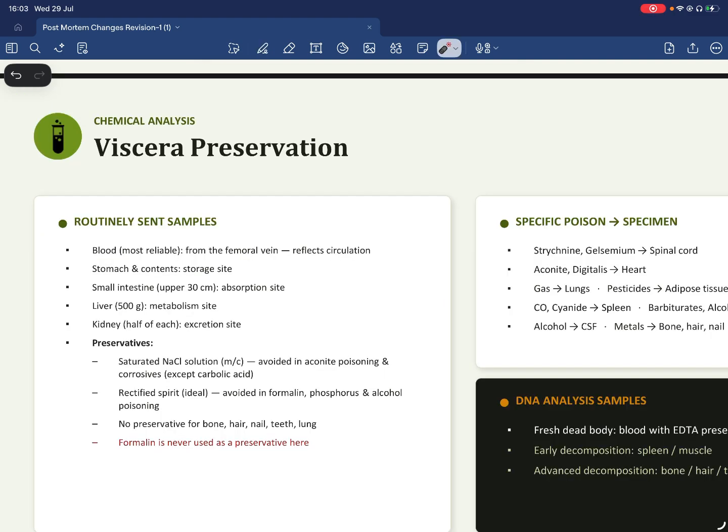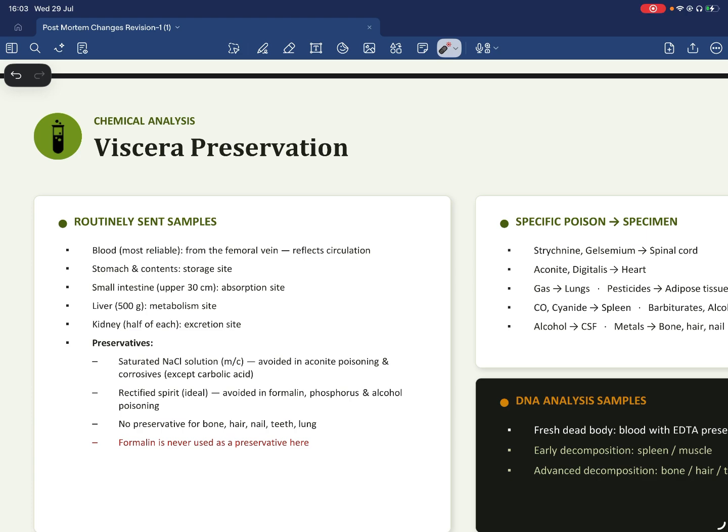Preservation. Blood is the most reliable sample preserved. It is collected from the femoral vein. The stomach and its contents are ligated and preserved. The small intestine, proximal 30 centimeters, is preserved. 500 grams from the liver is preserved. Half of each kidney is also preserved.